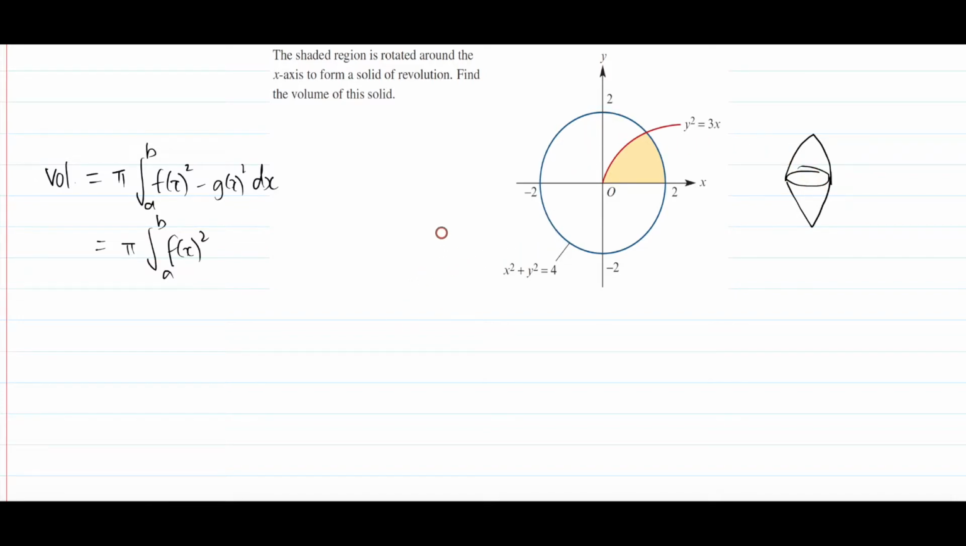But how do you do that? Most students would think, wait, there are two graphs, so I have to use the first formula, the one where if it's rotated around the x-axis, there's the top minus the bottom. The problem here is which one's the top and which one's the bottom, we don't know, right? There's no top or bottom. The red side over here is to the left, and the blue side is to the right.